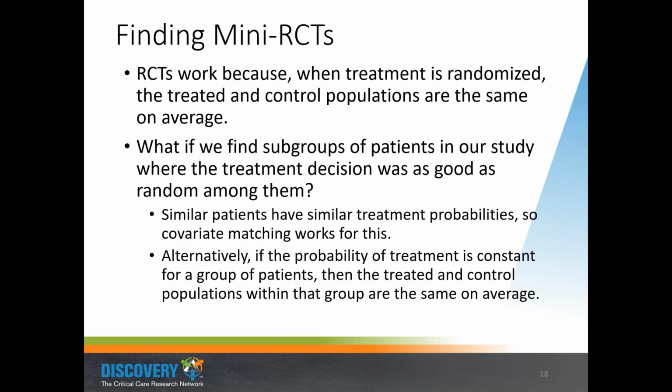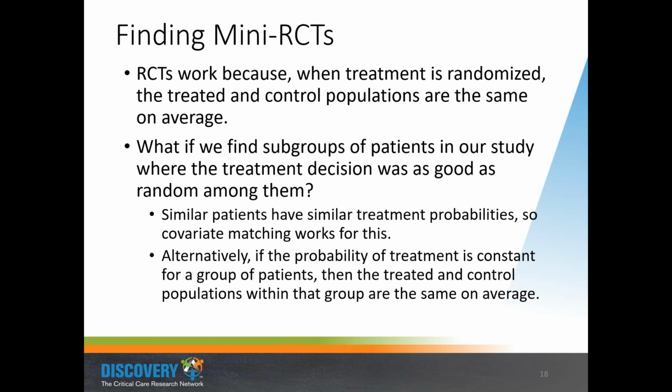Okay, but there's another approach besides trying to impute these missing values. What if we took a different approach altogether? We know that RCTs work because when we randomize the treatment, we get on average populations that are the same in the treated and in the control cases. So what if we just look through our data and find subgroups of patients in our study, because we know overall the two patient populations are different, but what if there are subgroups in our study where the treatment decision was as good as random among them? Then we have a small RCT within our data set.